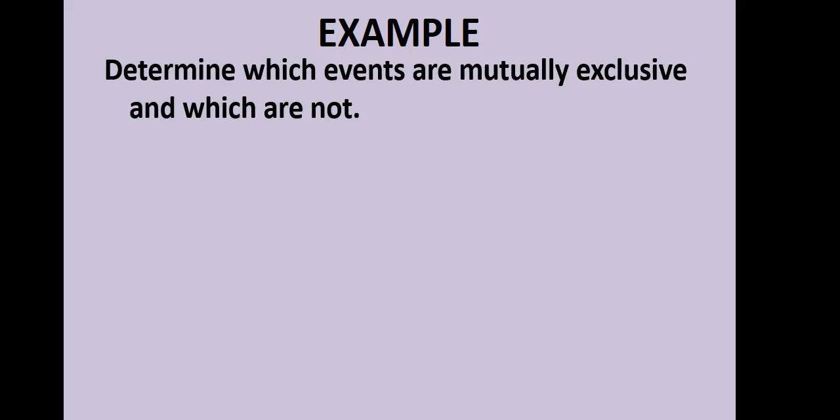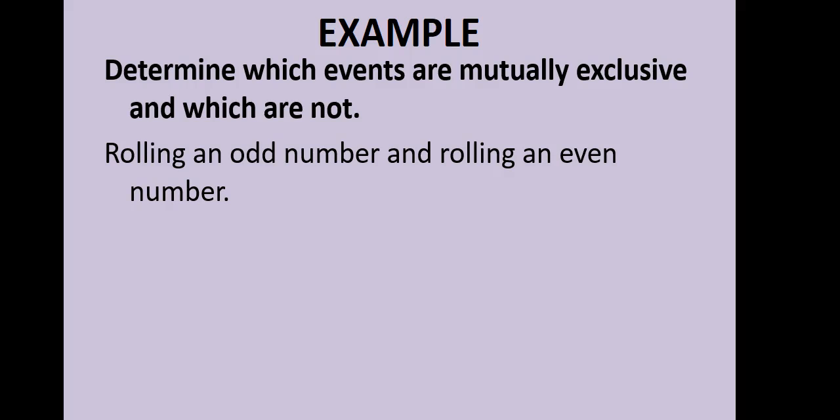Let's look at an example here. Determine which events are mutually exclusive and which would not be. We'll talk about them as we go. The first one will be rolling an odd number or rolling an even number, and this is talking about rolling a die. If we roll a die, what is the probability of rolling an odd number, or what is the probability of rolling an even number would be what we're looking at.